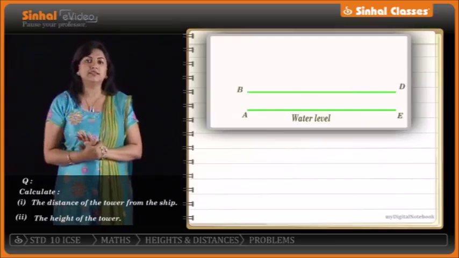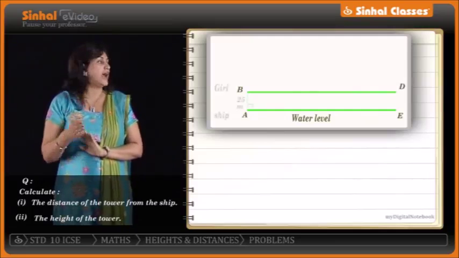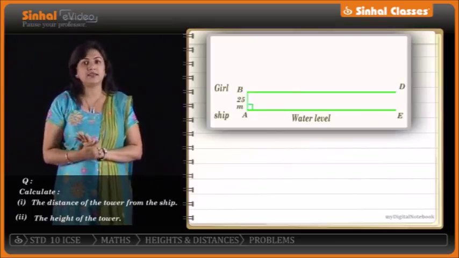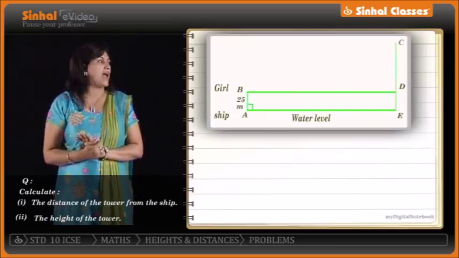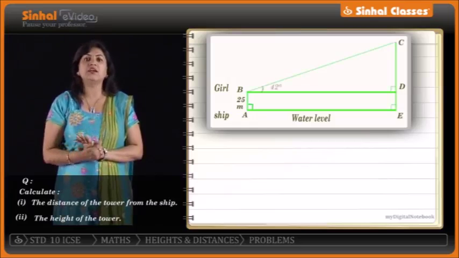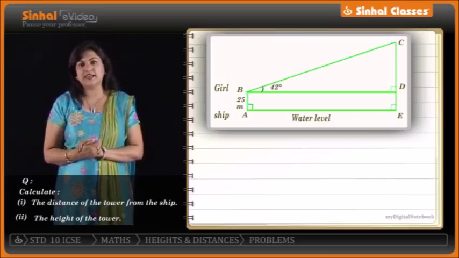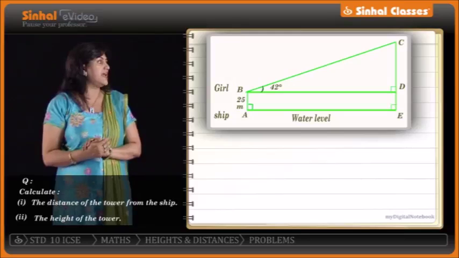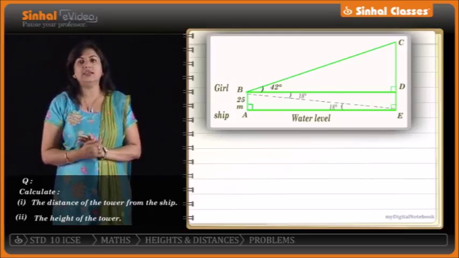The girl is at point B and we take the tower as CE. So we have angle CBD is 42 degrees because the angle of elevation is given as 42 degrees and the angle of depression is 18 degrees. So we take angle DBE is equal to 18 degrees.